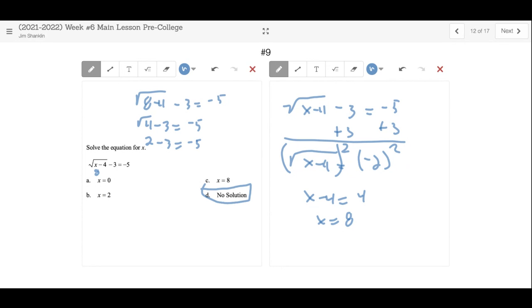We could solve it. It looks like there's an answer, right? It looks like we got an answer to the problem, but if you plug that back in, it doesn't really work. You're not going to end up with a radical equaling a negative number. It just can't happen. So my answer there should be no solution. Any questions on that?